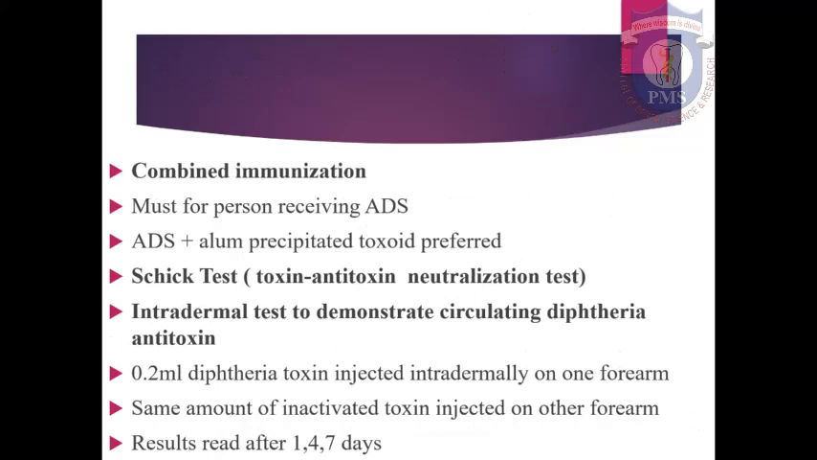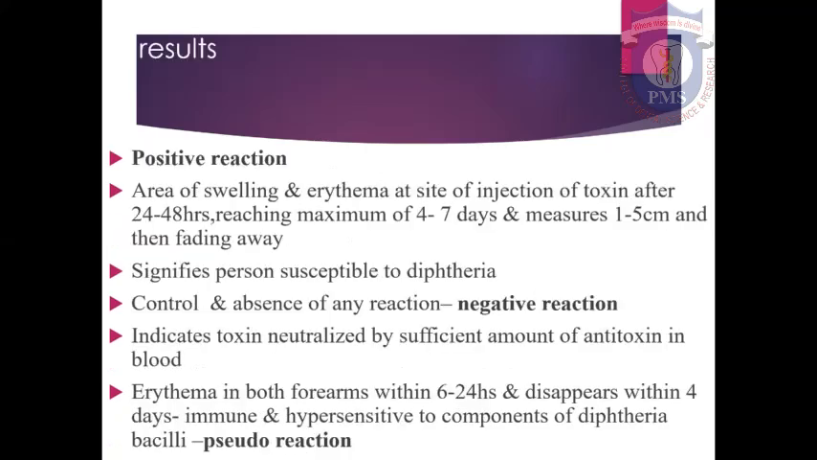Then the Schick test, that is the toxin antitoxin neutralization test, an intradermal test to demonstrate circulating diphtheria antitoxin. 0.1 ml diphtheria toxin is injected intradermally on one forearm, and the same amount of inactivated toxin is injected on the other forearm. Results are read after 1, 4, 7 days. A positive reaction shows an area of swelling and erythema at the site of injection of toxin after 24 to 48 hours, reaching maximum at 4 to 7 days, measuring 1 to 5 centimeters, and then fading away.